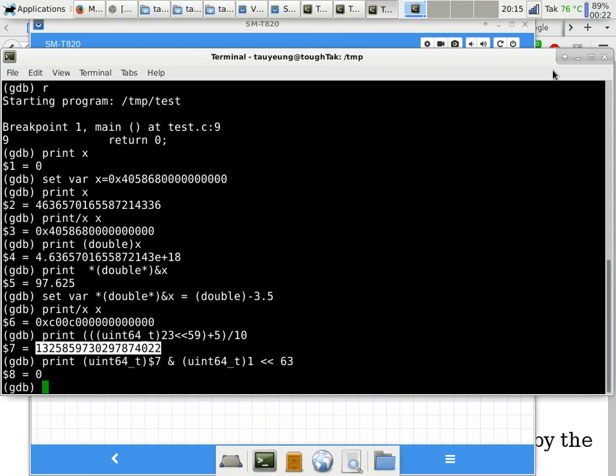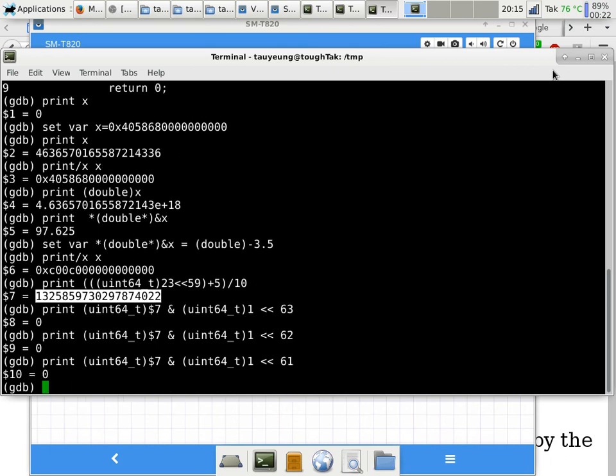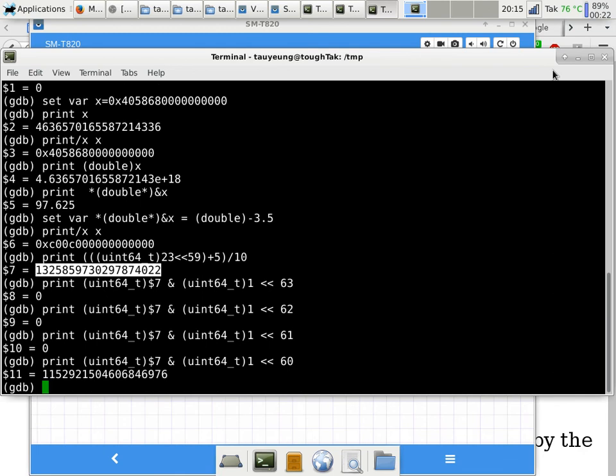We have room to shift. How much room do we have to shift? Well, we can always change this one. Now that we know bit 63 is a 0, 62 is also a 0. We can shift at least twice. 3 times. And okay, so we can shift 3 times.